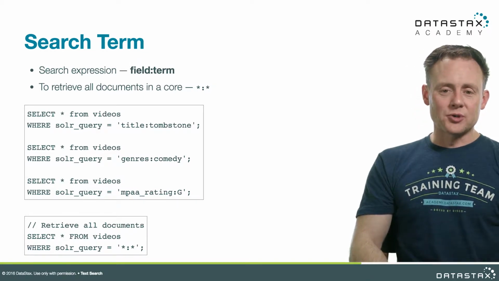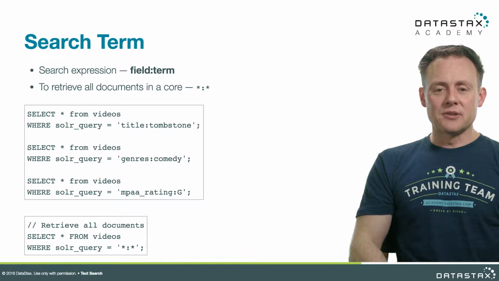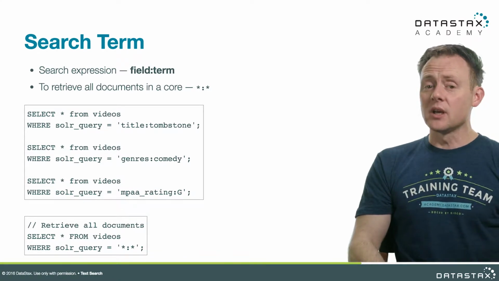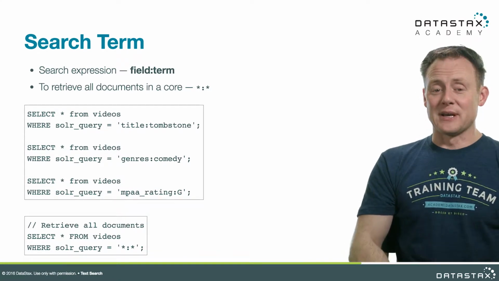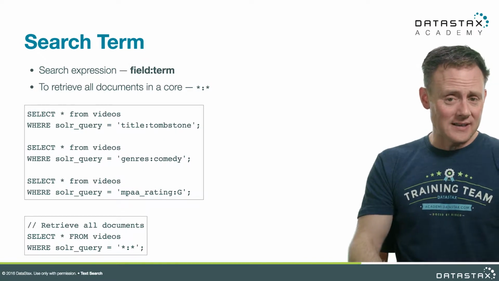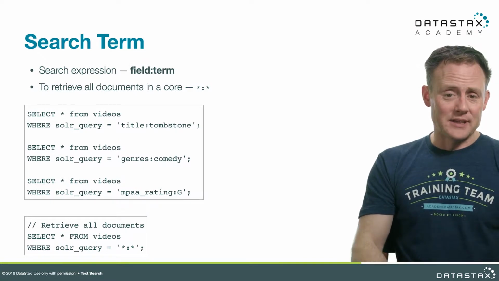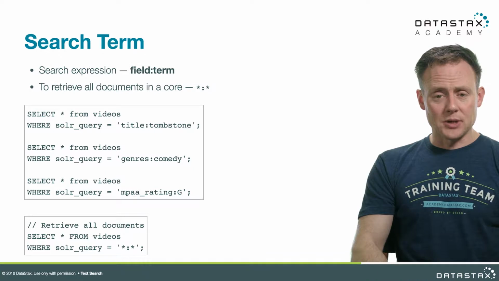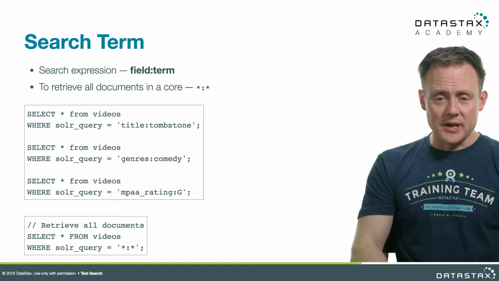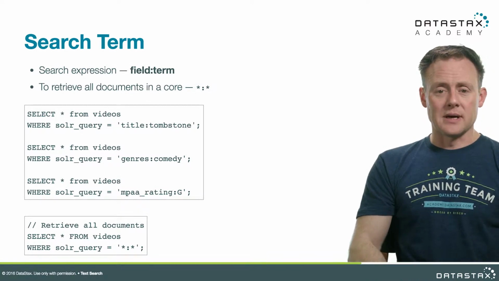Select star from videos where Solr Query equals genres colon comedy. So that could be quite a few results coming back from that. For as many videos as are in that table, we'll get all the comedies out of it. And we might also search by rating. Any that have the MPAA rating of G will be returned by that last query.